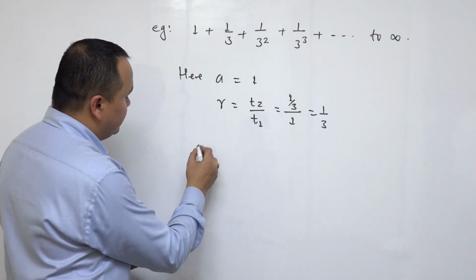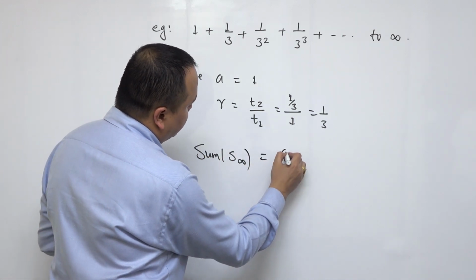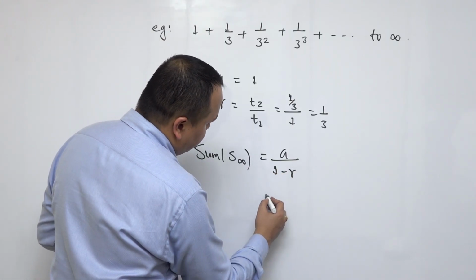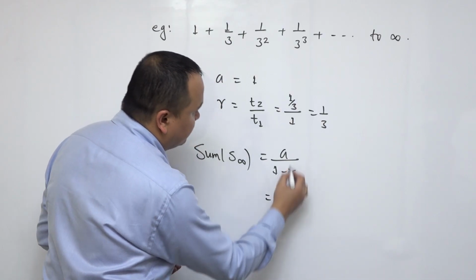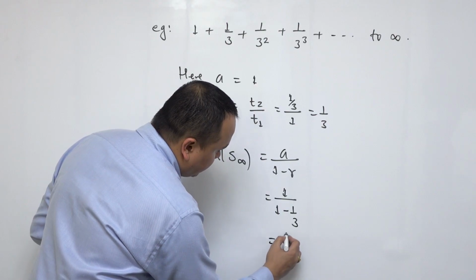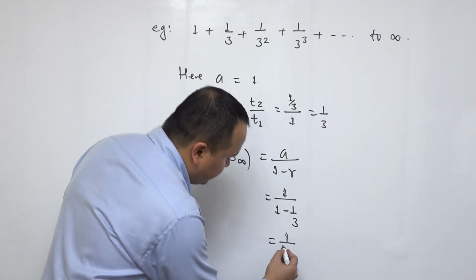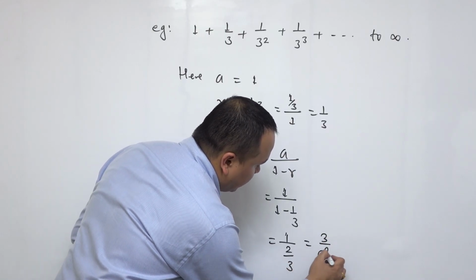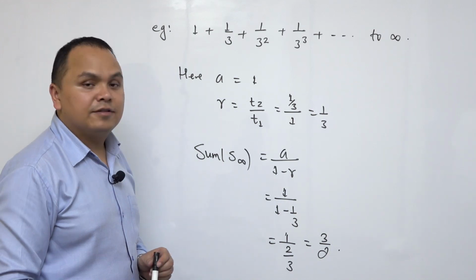Now for that, we use the sum S infinity is equal to A upon 1 minus R. We have A is 1 upon 1 minus R, where R is 1 upon 3. And this is 1 upon (3 minus 1) by 3, which is 2 by 3, and this is 3 by 2. It is the sum of the given series.